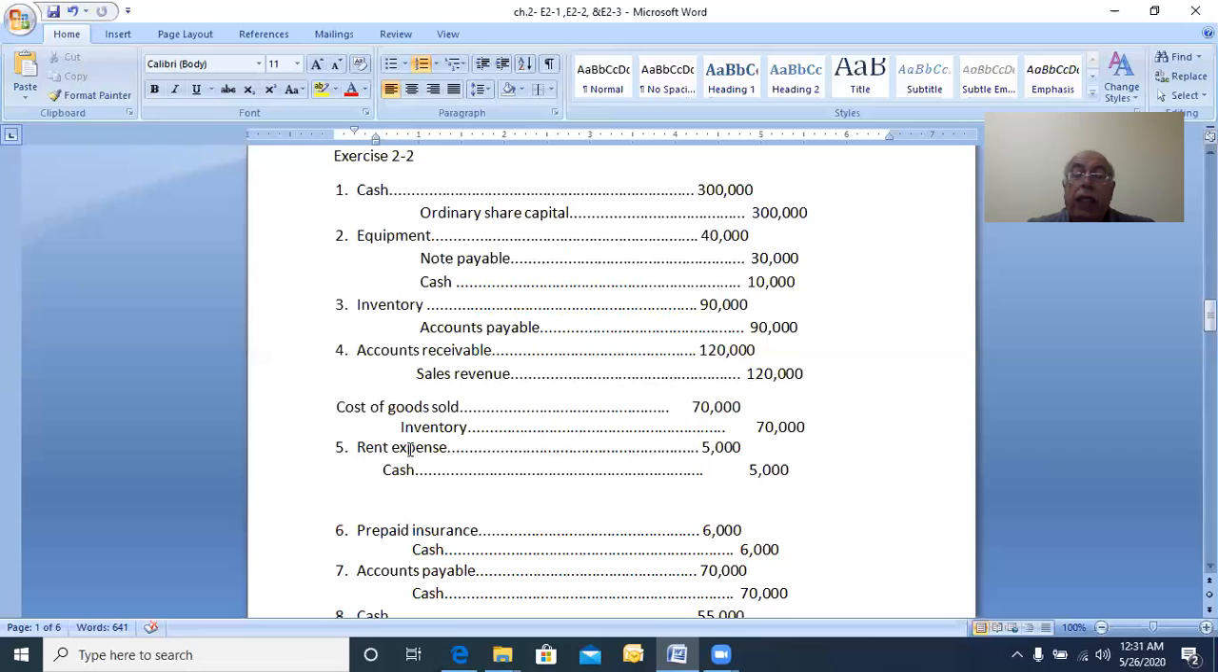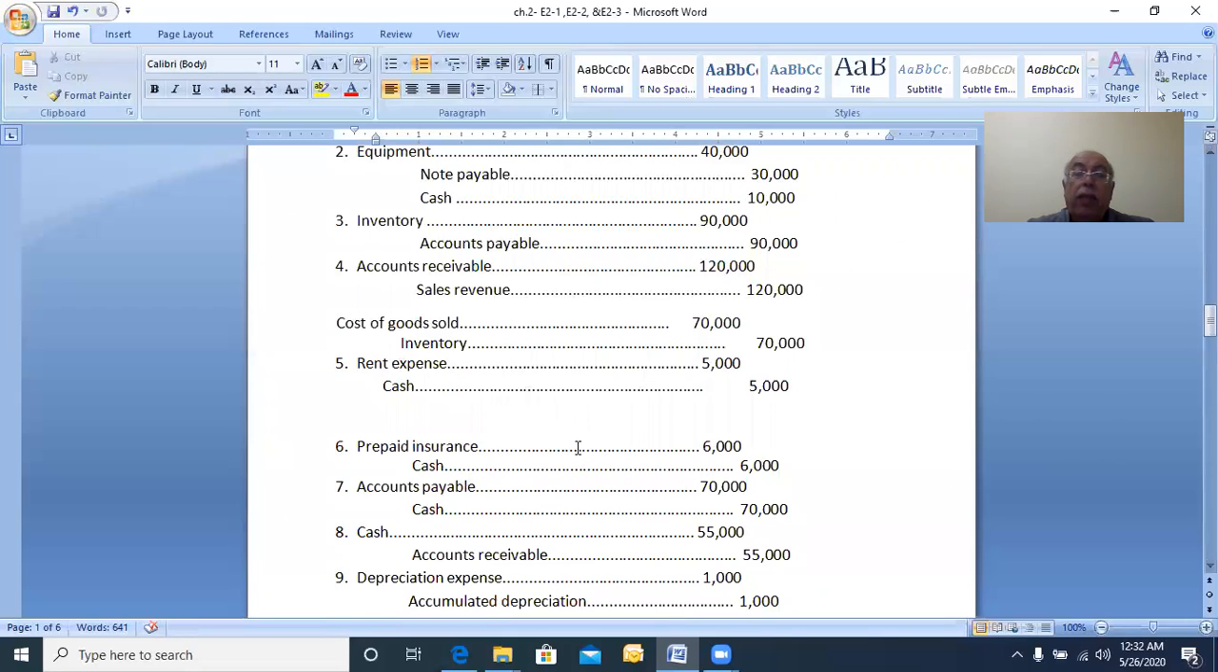And you see, we pay rent. We pay rent for the company here, 5,000. That means cash decreased by this amount, so it must be a credit, because cash decreases as we pay rent expense in cash.